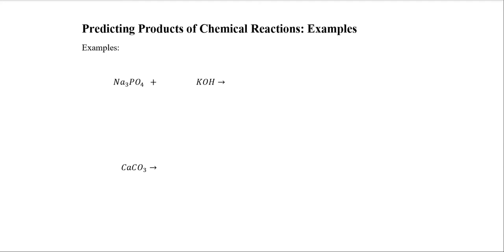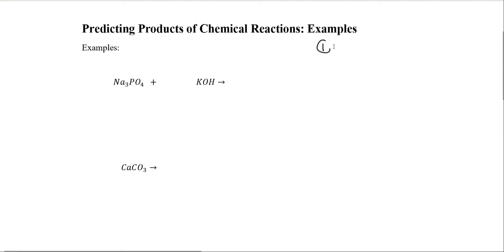Good morning, class. Today we're going to go over some examples on how to predict the products of chemical reactions. If you're having any trouble, hopefully this will be a helpful video to help you figure out what the rules are. So let's look at some examples here and learn how we predict the products of their reactions. It follows a few simple rules.